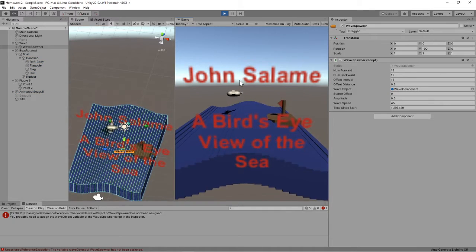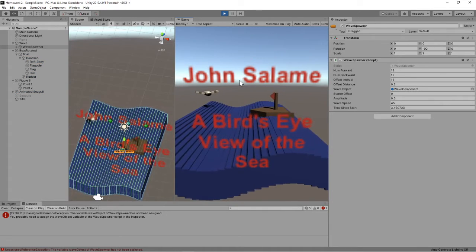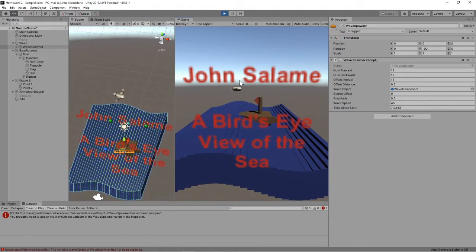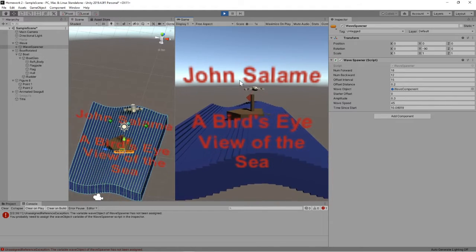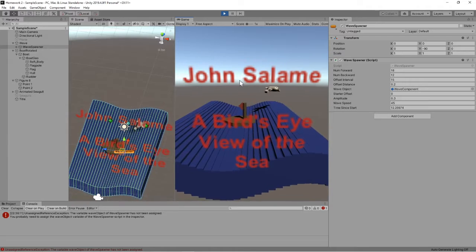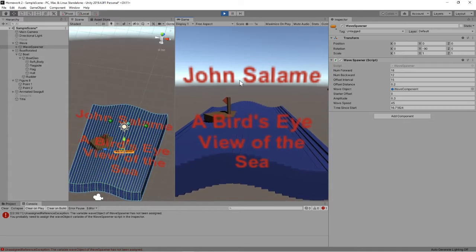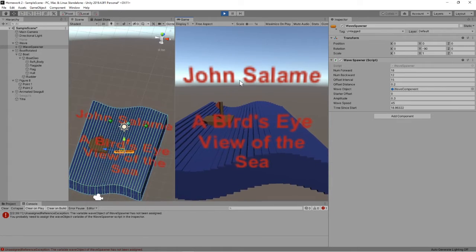So I have a couple different motions here. First, I have the waves moving up and down in a sinusoidal fashion. And I also have a boat moving along the waves, bobbing up and down, while adjusting its amplitude based on its position on the waves.